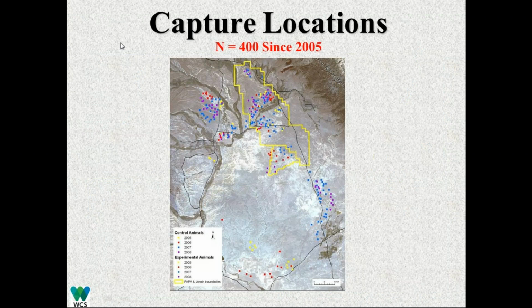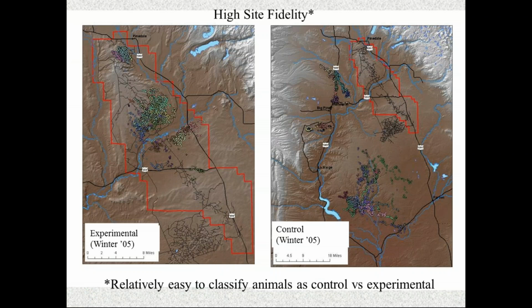This is a breakdown of the capture locations of 400 pronghorn that we collared since 2005. These circles represent experimental animals captured inside the gas fields, and the squares represent control animals captured away from the gas fields. One of the things that's nice is that even though pronghorn are highly mobile on the landscape and fairly nomadic in their movements during winter, they do have very high site fidelity within and across winters to winter range. And so it was relatively easy to classify animals as control or experimental. This is the winter of 05 data. I could have picked any year, but just as an example, you can see our experimental animals remained inside the gas field boundaries the entire winter, and our control animals here on the right were outside of the gas field boundaries.